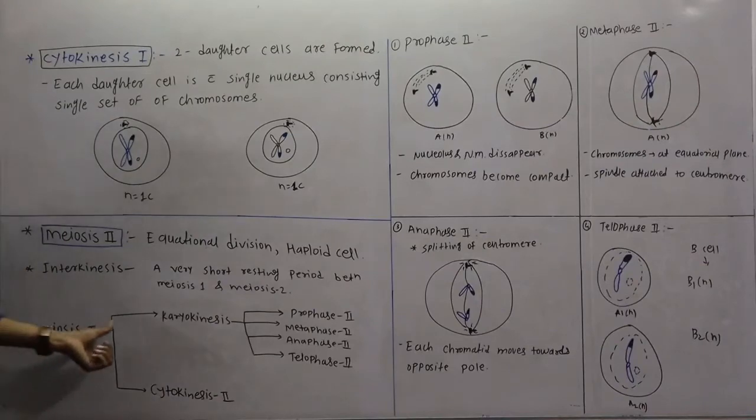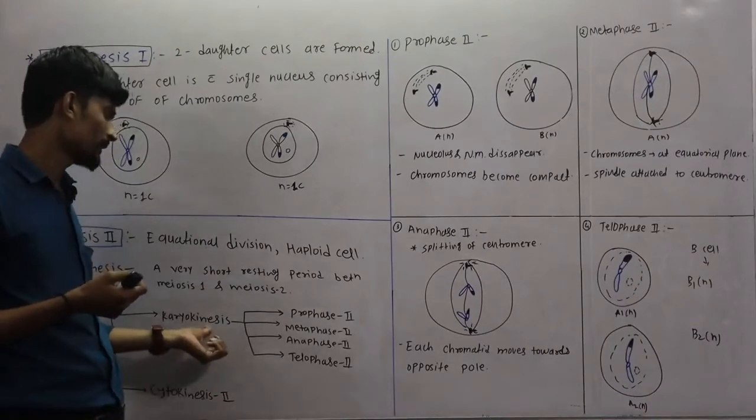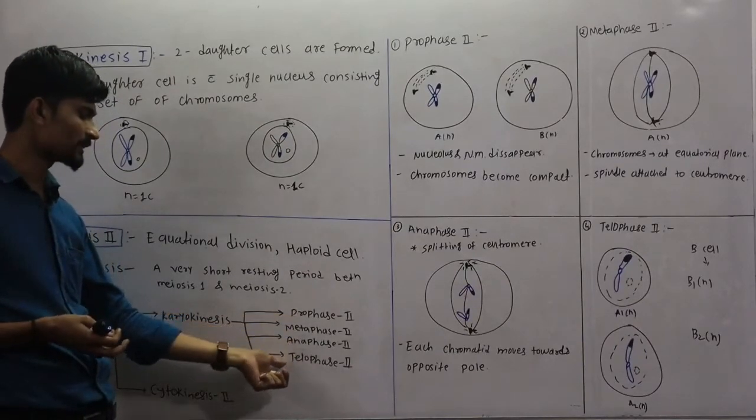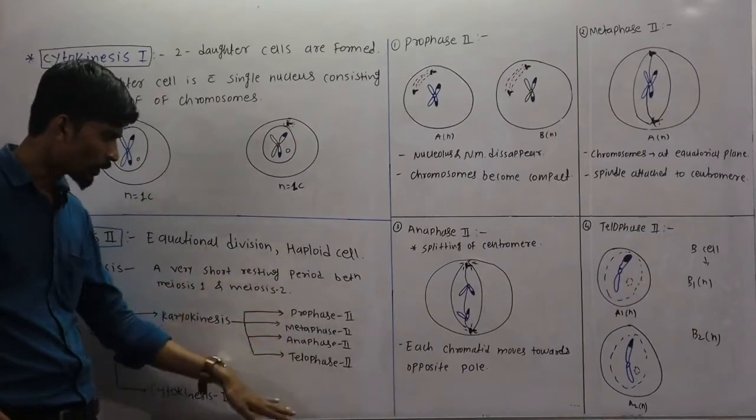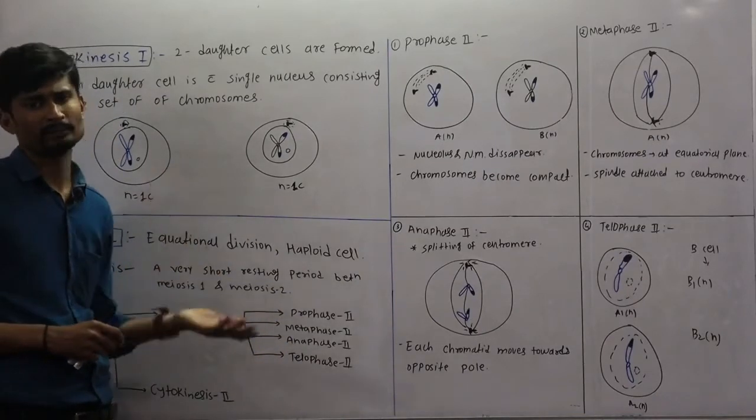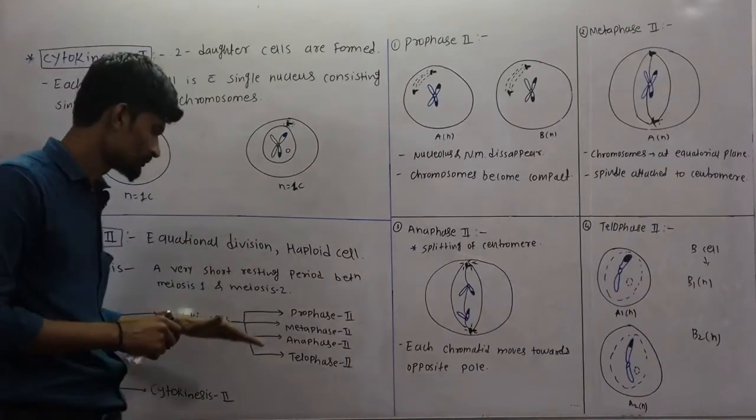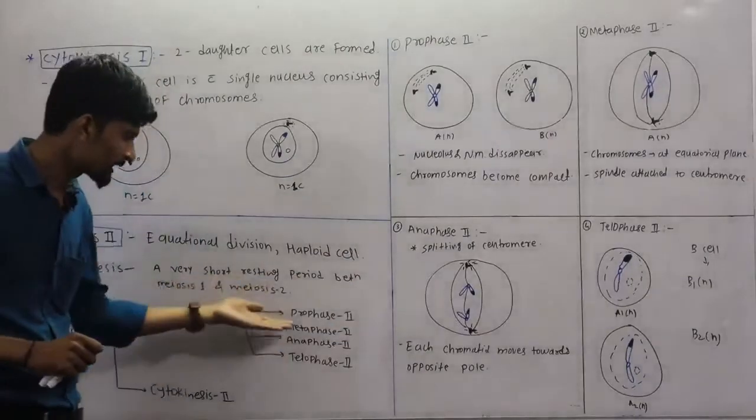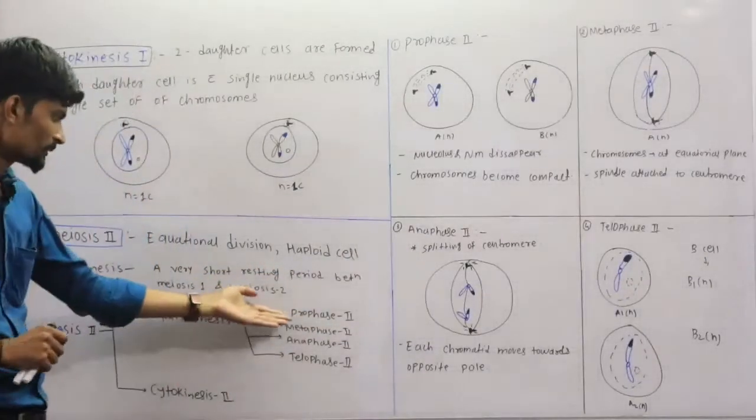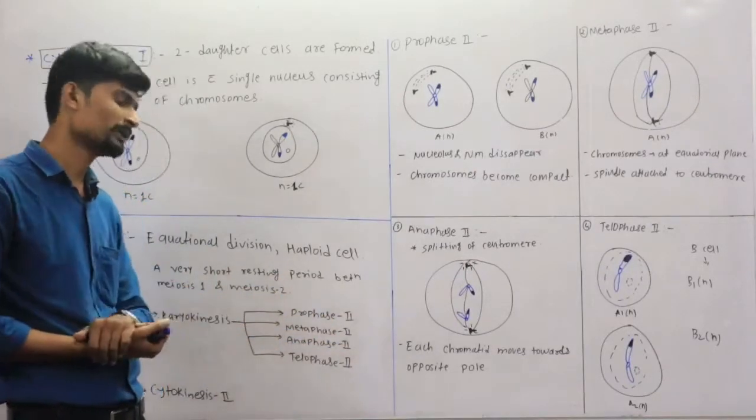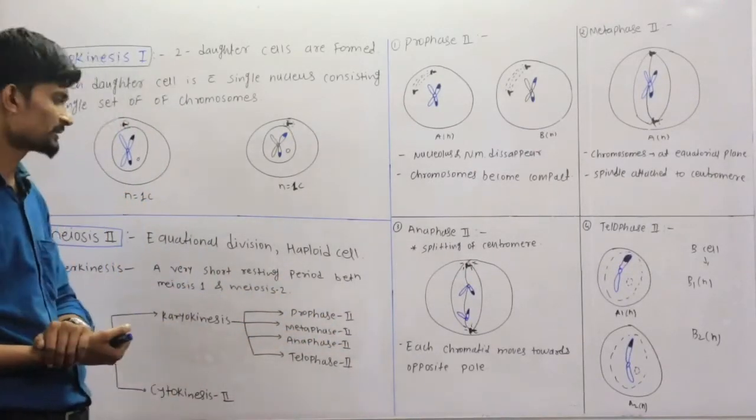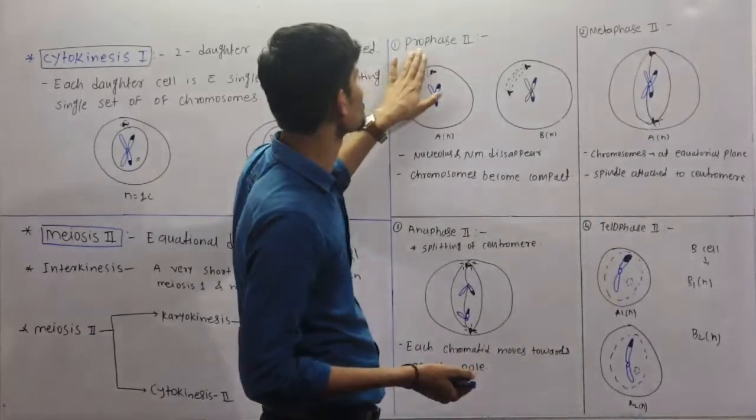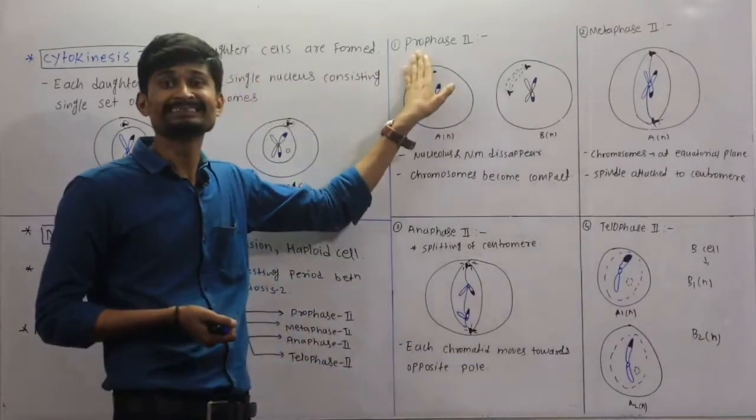Now meiosis second has karyokinesis and cytokinesis second. Karyokinesis second again has 4 stages: prophase second, metaphase second, anaphase second and telophase second. All these stages are the same as, or like, those of mitosis. So these are very simple steps. You have actually seen mitosis, so you can easily understand prophase second, metaphase second, anaphase second and telophase second. And then finally the cytokinesis second.